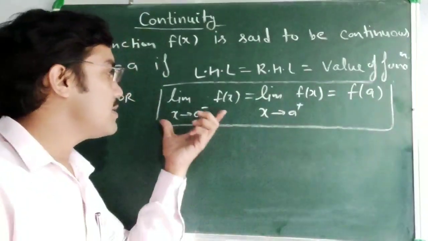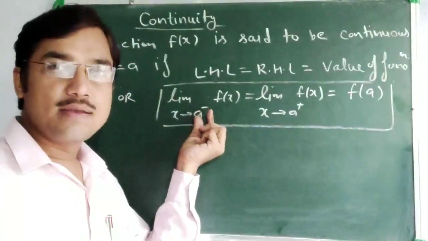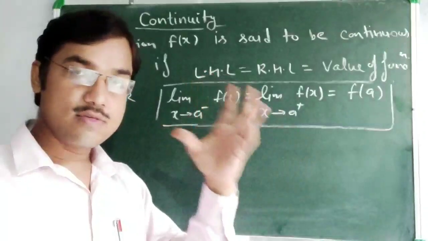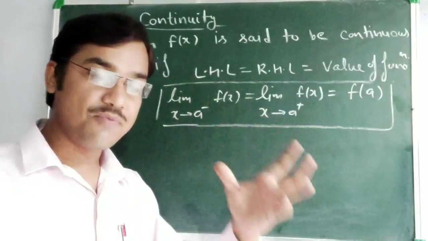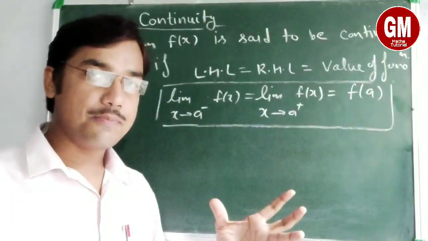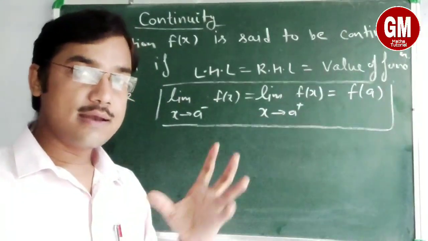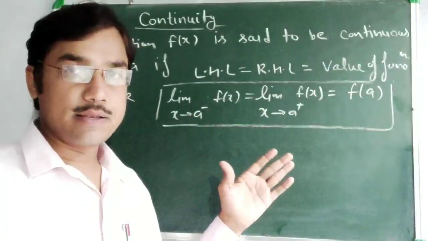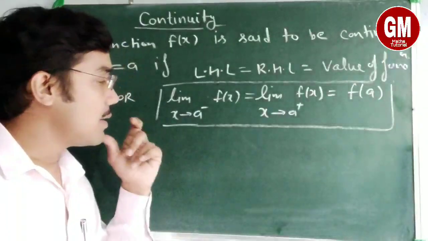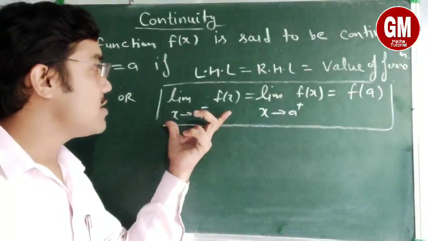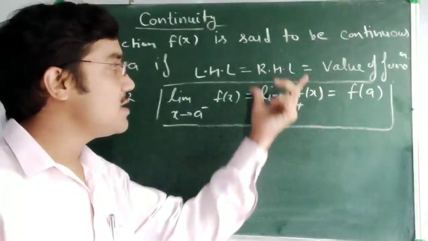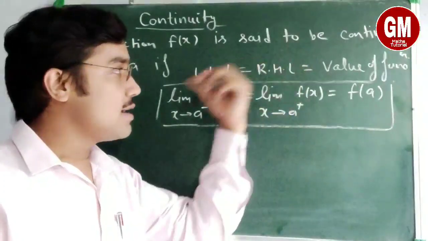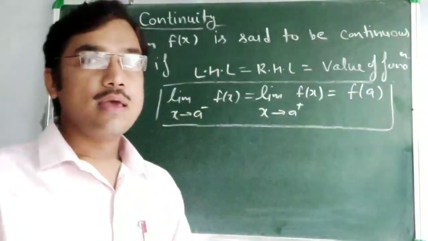Now we discuss the meaning of x tending to a minus. In the previous lecture we discussed the basics of limit, the types of limit, and many problems. If you haven't seen it, you should first watch that lecture. Here, a minus means the left hand limit, a plus means the right hand limit, and also what is f(a)?